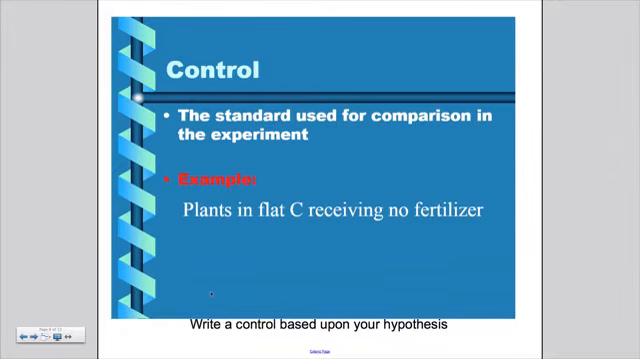Control. The standard used for comparison in the experiment. So, example, plants in flat C receiving no fertilizer. That's the control group. Again, circle where it is flat C and write the word control. Now, on your experimental design that you're creating off of your hypothesis, write a control based upon yours.